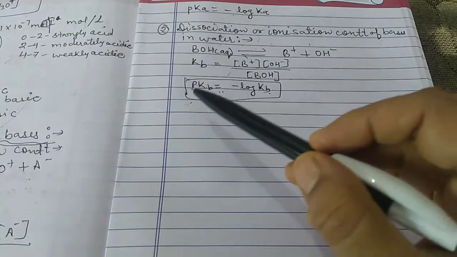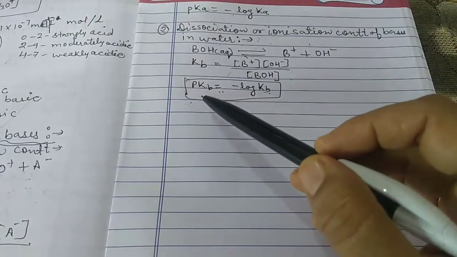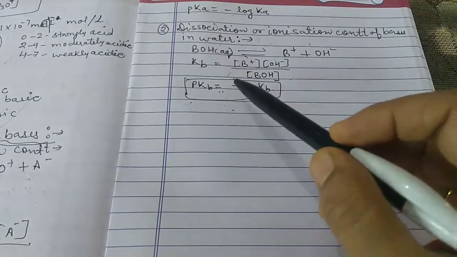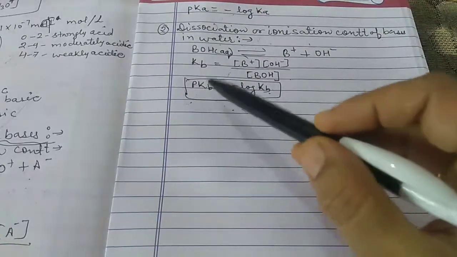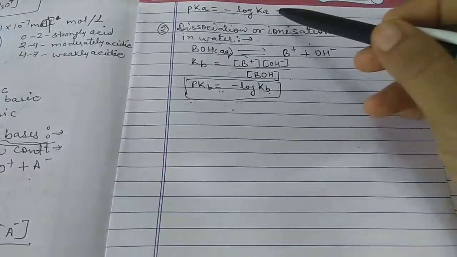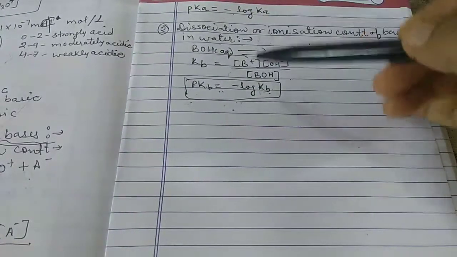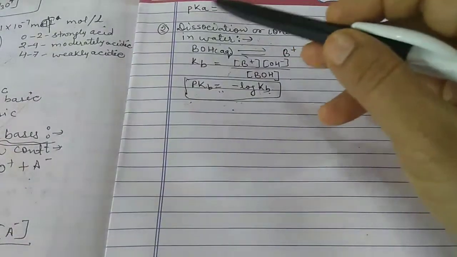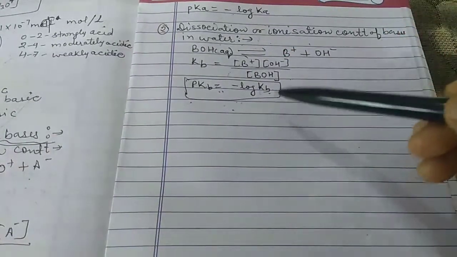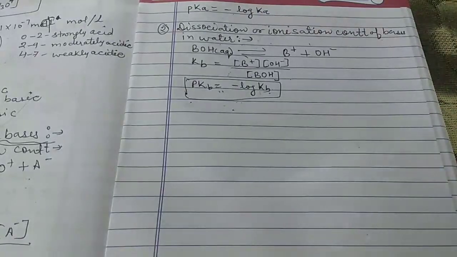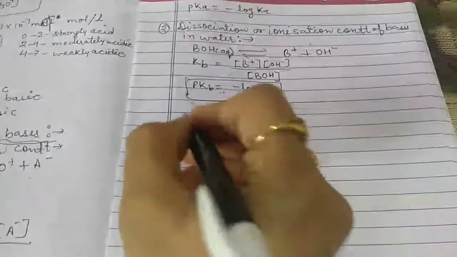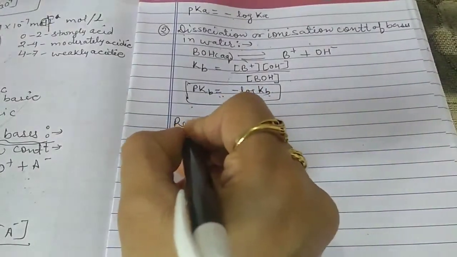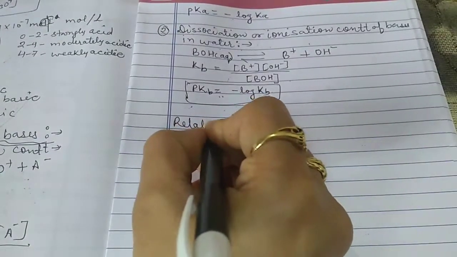The larger the value of pKb, the weaker is the base. Now, these two expressions are just the representation of the hydrogen ion concentration.